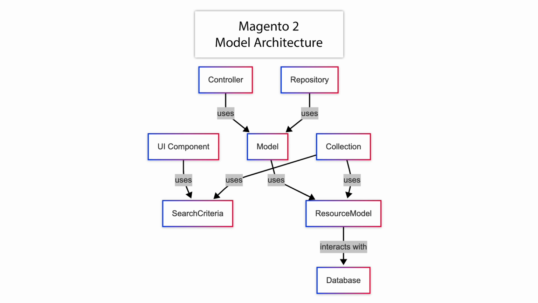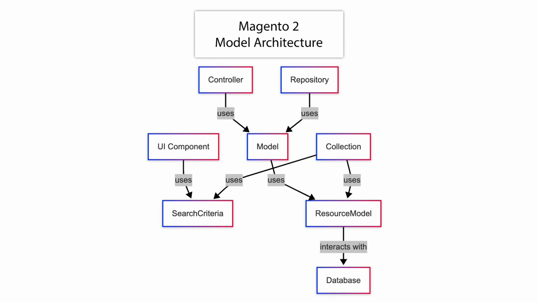Before we dive into the code, let's understand Magento 2's model architecture. Magento follows a specific pattern for database interactions. Model represents a single record and contains business logic. Resource model handles the actual database operations, CRUD. Collection manages sets of models, like retrieving multiple records. Repository provides a clean API for CRUD operations. This separation of concerns makes the code more maintainable and testable.